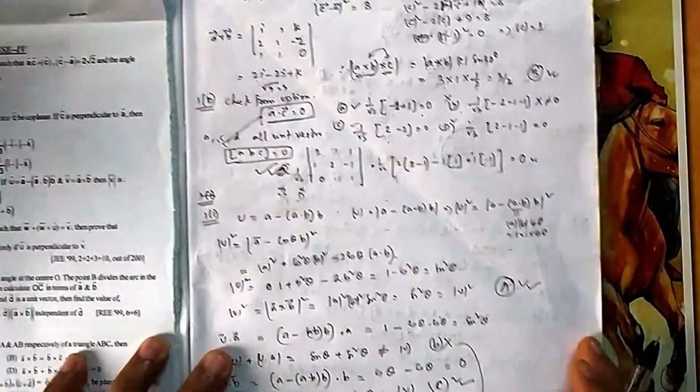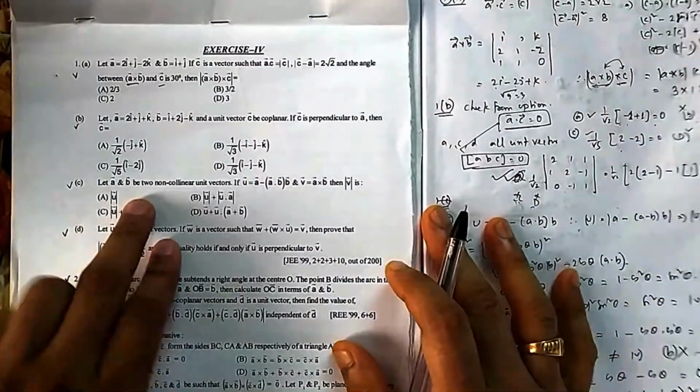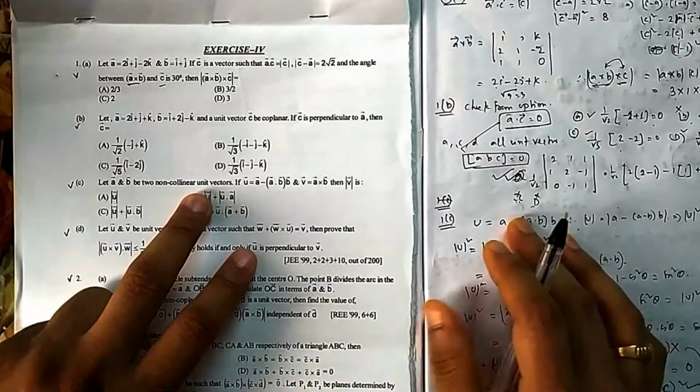So C, D, no one is satisfying, so that will not be the answer. That's why I skipped this one. 1C: let A and B be two non-collinear vectors. Again, non-collinear means A cannot be written as lambda times B.